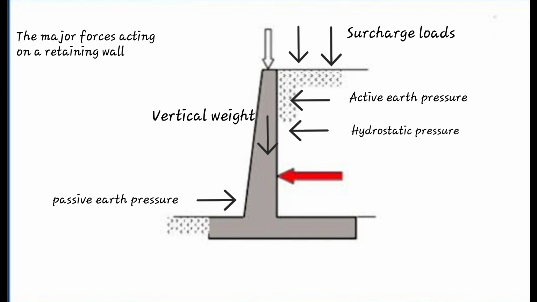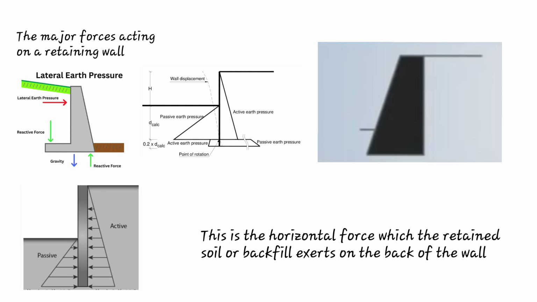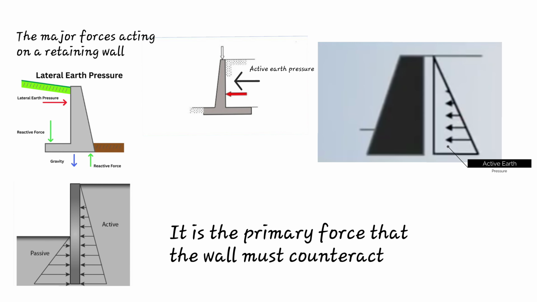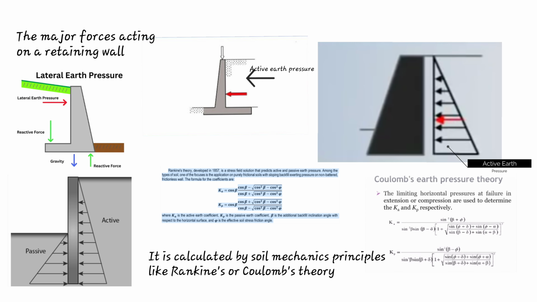The major forces acting on a retaining wall are: 1. The lateral and active earth pressure. This is the horizontal force which the retained soil or backfill exerts on the back of the wall. It is the primary force that the wall must counteract. It is calculated by soil mechanics principles like Rankine's or Coulomb's theory.